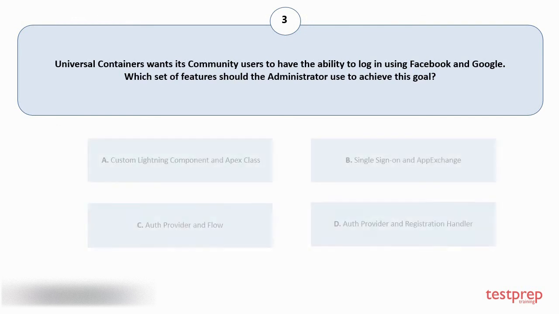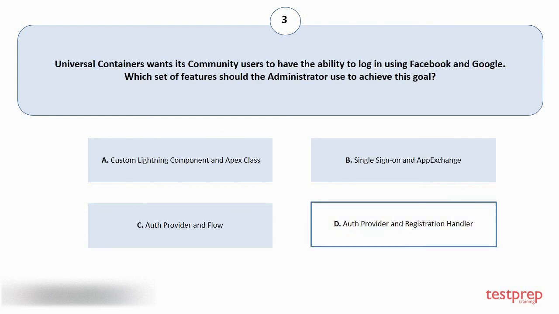Your options are: A. Custom Lightning Component and Apex Class, B. Single Sign-On and App Exchange, C. Auth Provider and Flow, D. Auth Provider and Registration Handler. The correct answer is option D.